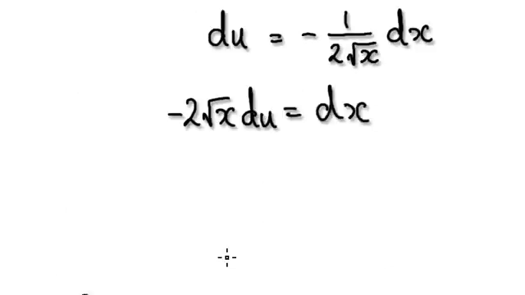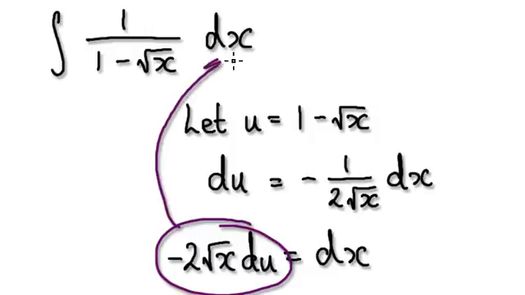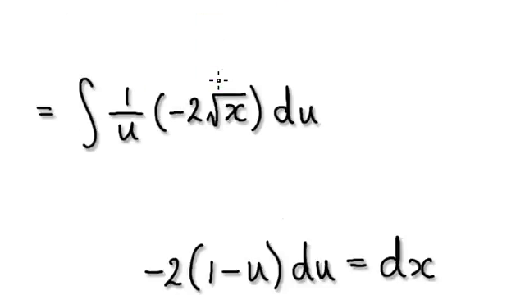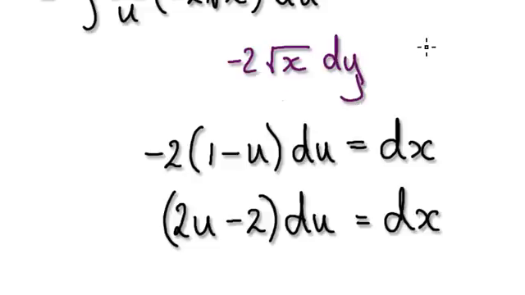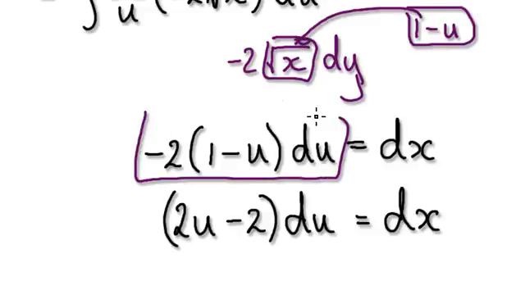So before you put the minus 2 square root du back into there, replace the square root with 1 minus u. So put this into here. That will then give you this.